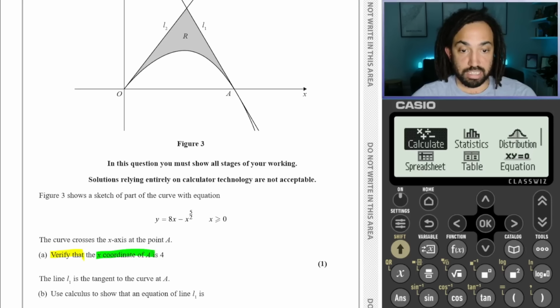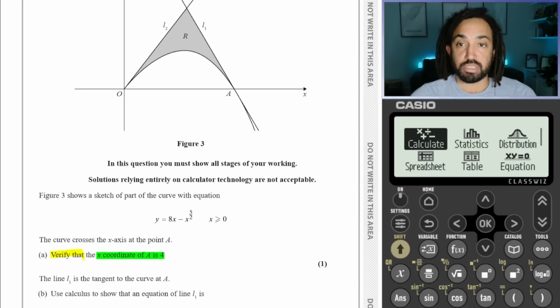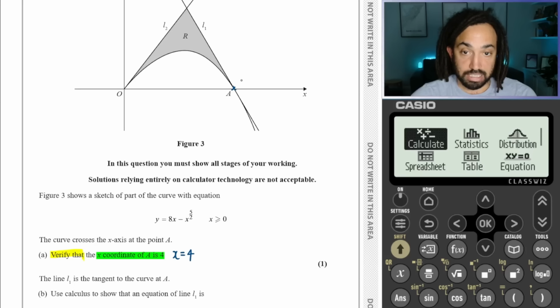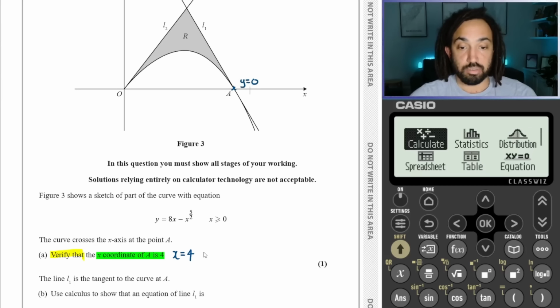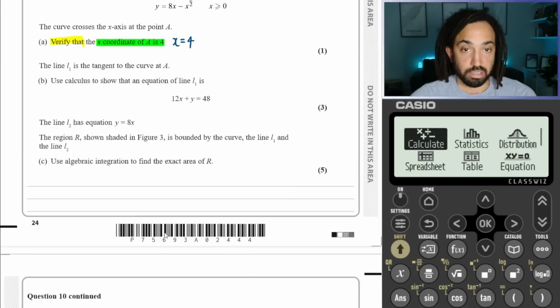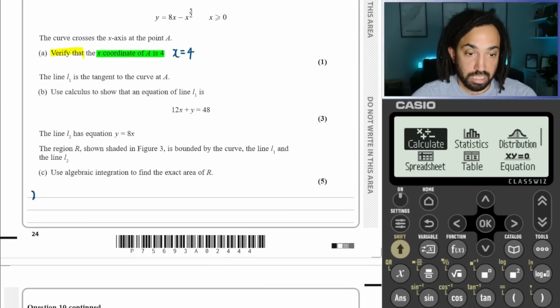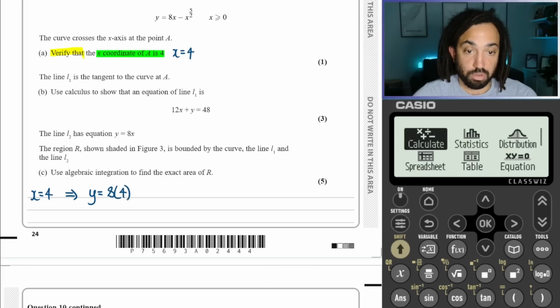So we can use the fact that x is equal to 4. So we're just going to substitute x is equal to 4 into this function, and then at A, you can see here, clearly that's on the x-axis, so y equals 0 there. So if we sub in x equals 4, we should get y is equal to 0. So that's exactly what we're going to do. So we're going to say x is equal to 4, and that implies that y will equal 8 lots of 4 minus 4 to the power of 5 over 2.